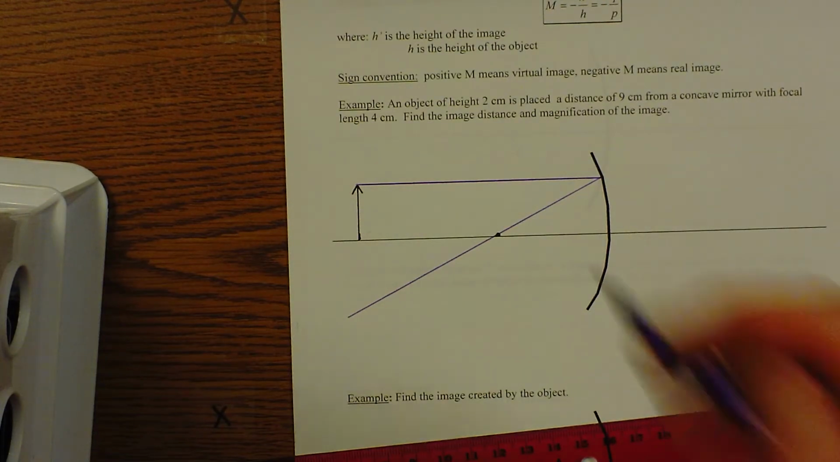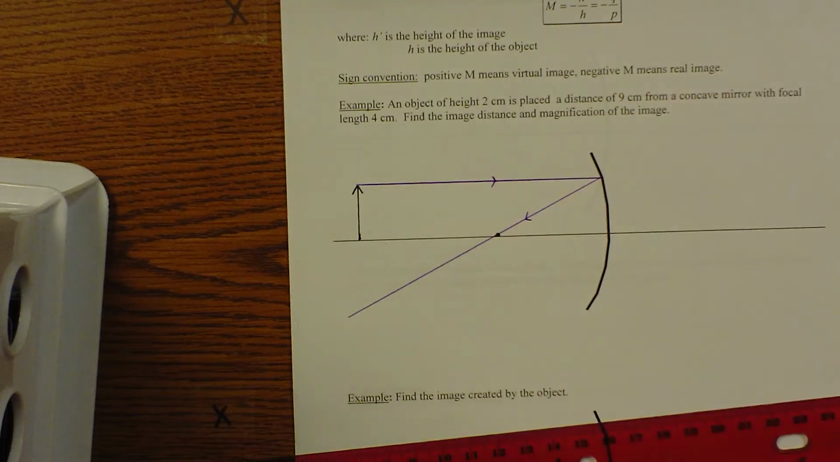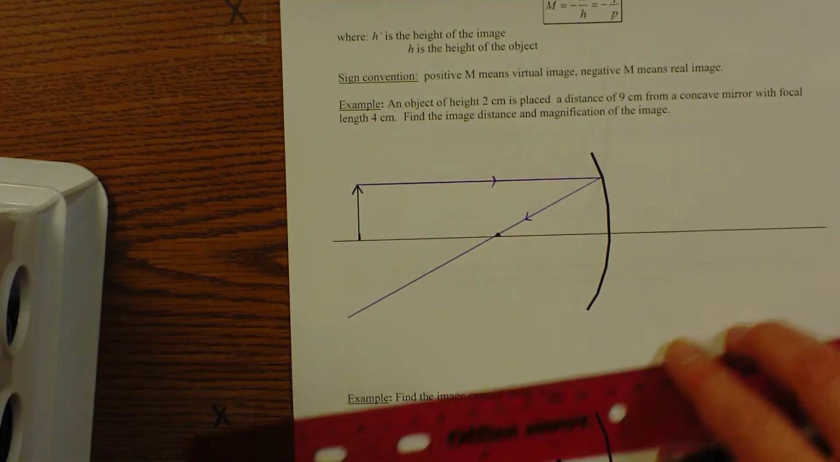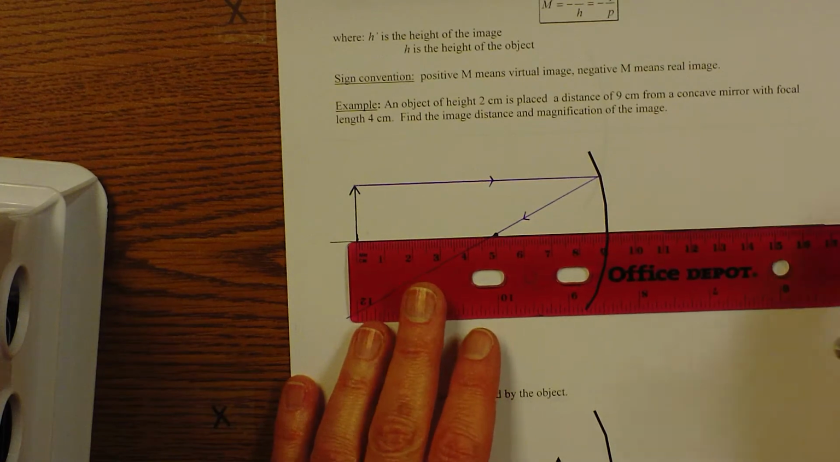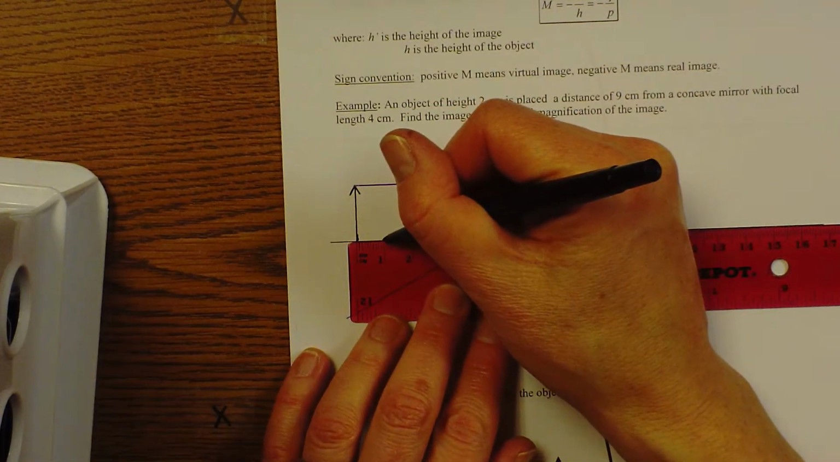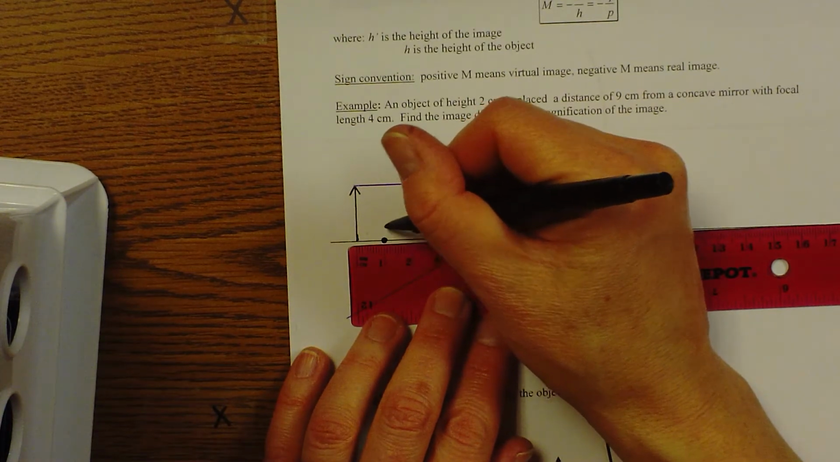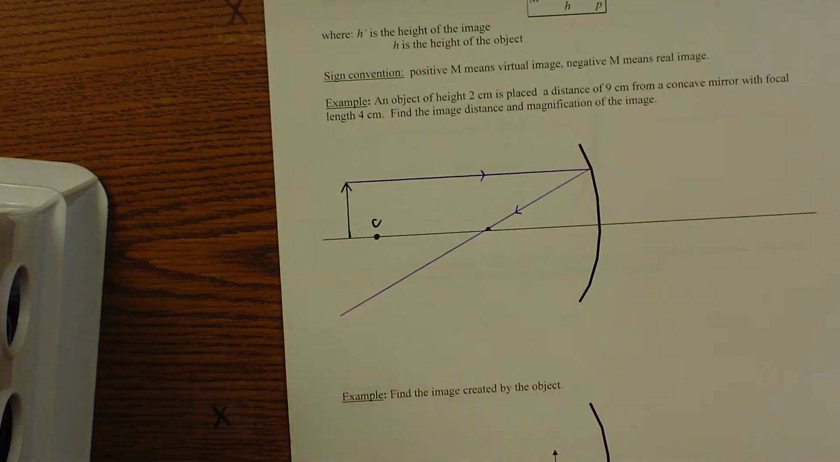The second light ray that I'm going to draw needs to go through the center of curvature, so I better draw the center of curvature. If the focus is 4 centimeters away, the center of curvature will be 8 centimeters away. So there's my center of curvature, or my radius of the mirror.